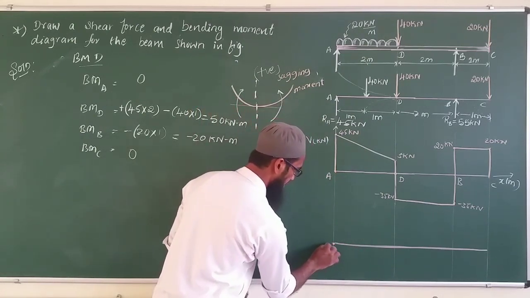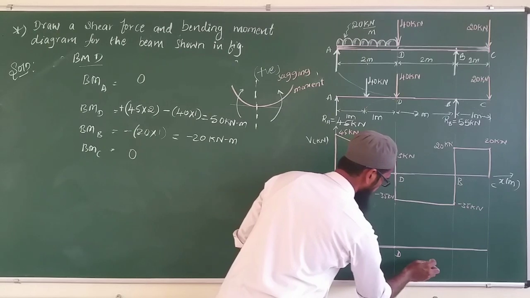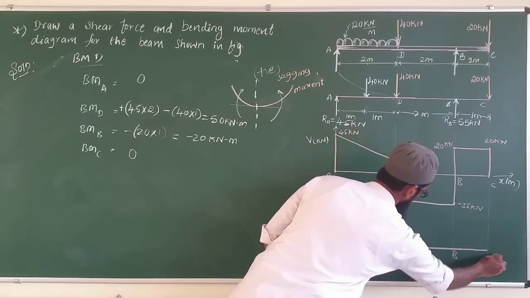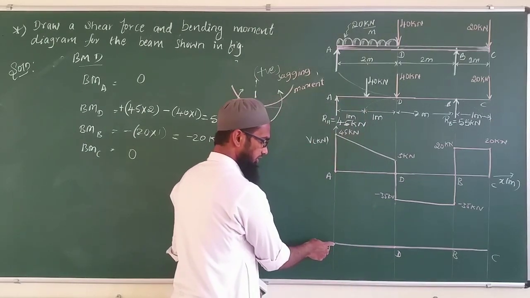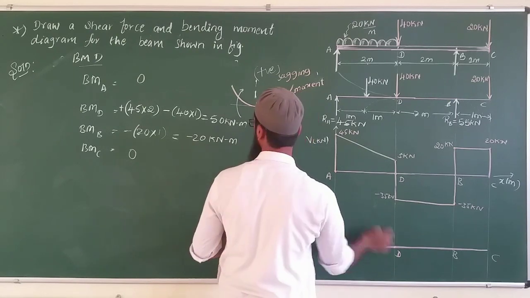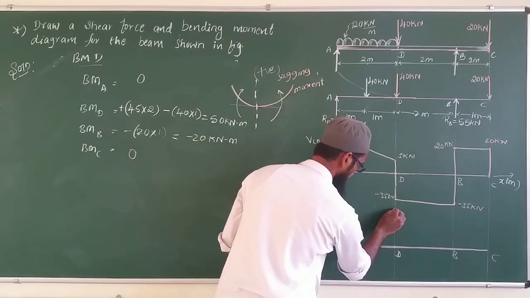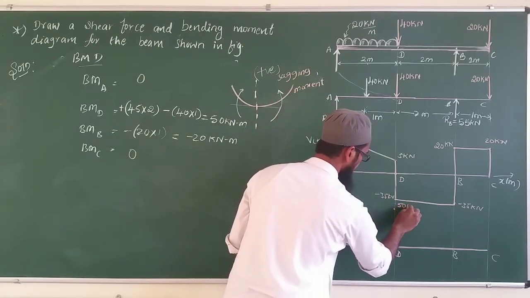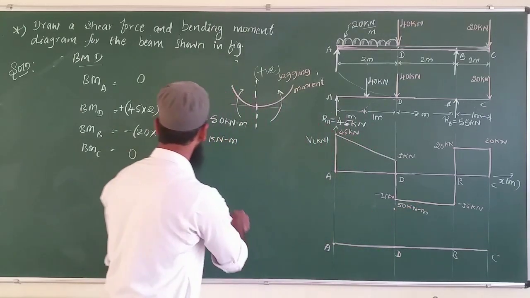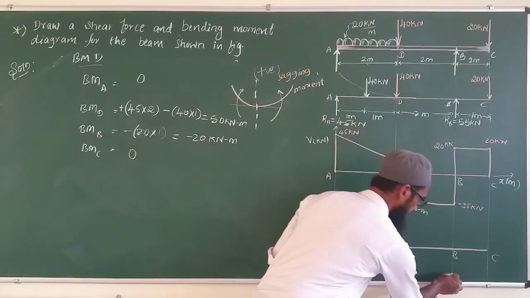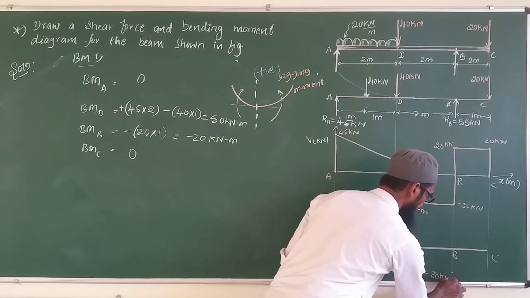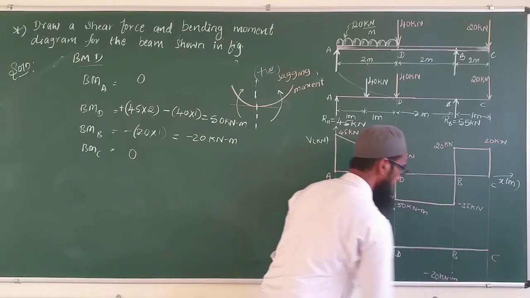Now this is point A, this is point D, and this is point B, and this is C. Now at A the bending moment is 0, it will be somewhere here. At point D the bending moment is 50, so I will consider somewhere here, which gives 50 kilonewton meter bending moment. At point B the bending moment is minus 20, if I take this as minus 20 kilonewton meter. Finally at point C it will be 0.